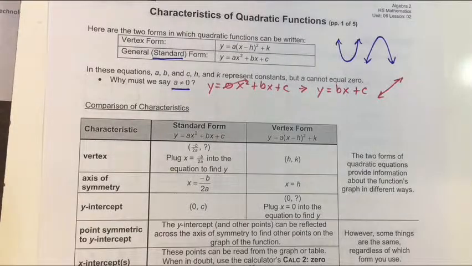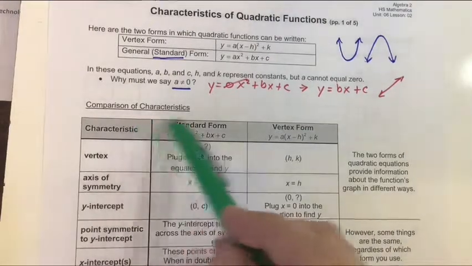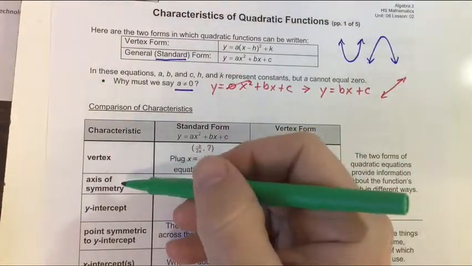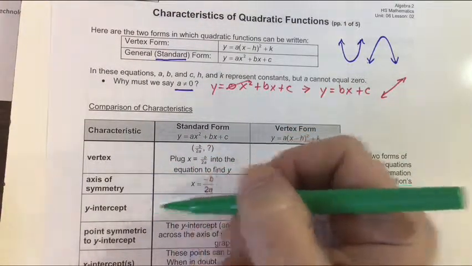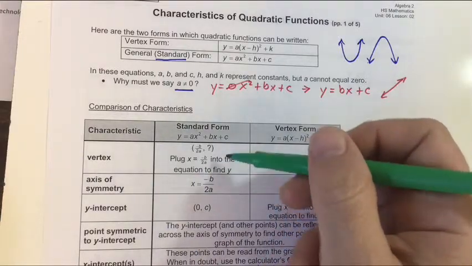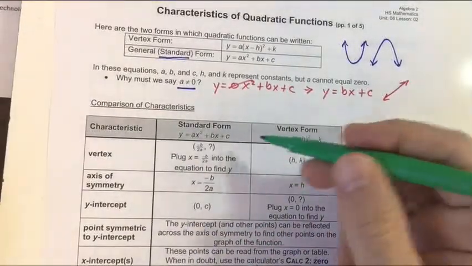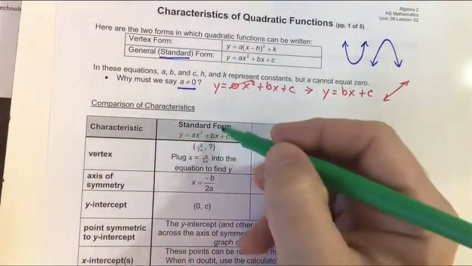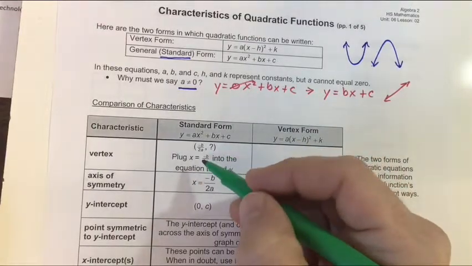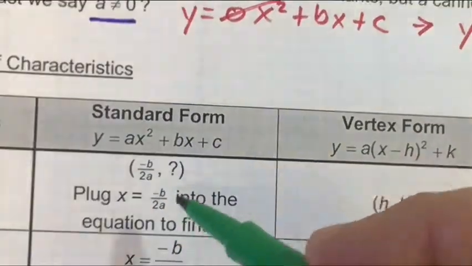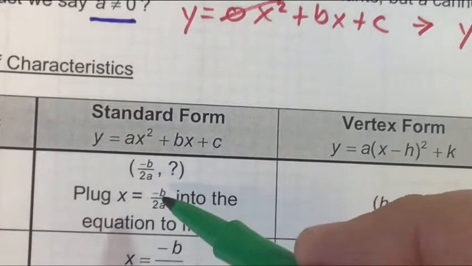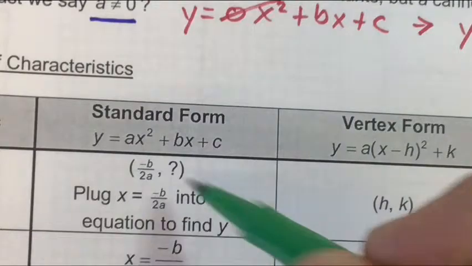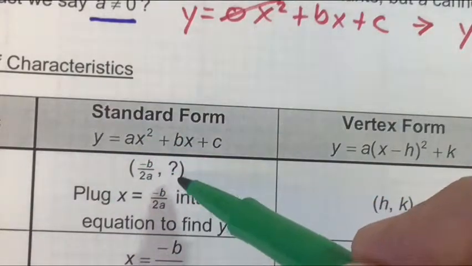So let's take a look at how these different characteristics are compared with the two different forms. Some of these characteristics, like vertex, axis of symmetry, and the y-intercept, are found a little bit differently depending on which form we are using. So let's start with vertex. For standard form, you'll remember that we found the vertex by using x equals negative b over 2a. Then to find the rest of the vertex, you would just plug that into the equation for x and find what y is.